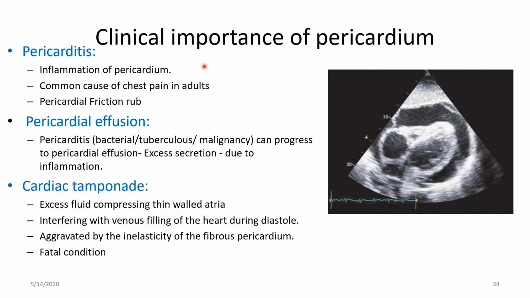And if the excess fluid, the pericardial fluid in the pericardial effusion, is compressing the thin-walled atria, it is known as cardiac tamponade. So cardiac tamponade is excess fluid compressing the thin-walled atria that interferes with venous filling of the heart during diastole, which is aggravated by the inelastic nature of the fibrous pericardium, and cardiac tamponade is a fatal condition.